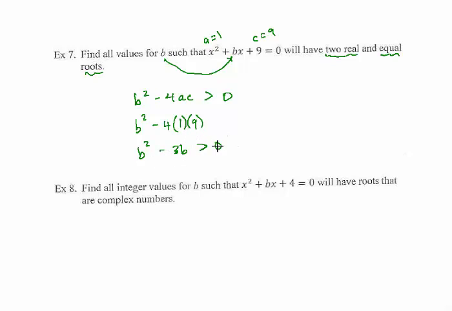We move the 36 to the opposite side, and we say b squared is greater than positive 36. At this point, we take the square root of both sides, remembering to put the plus or minus in front of the square root, and we get b is greater than plus or minus 6.